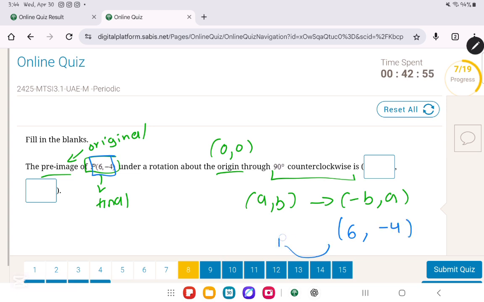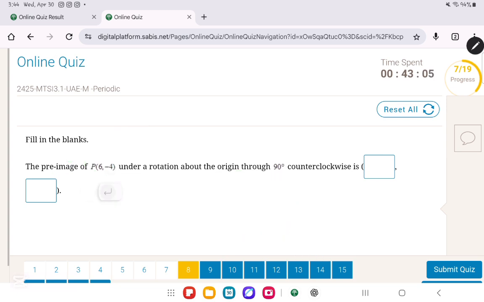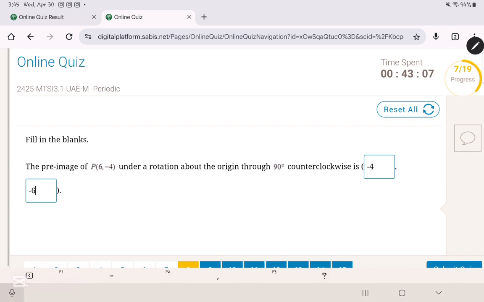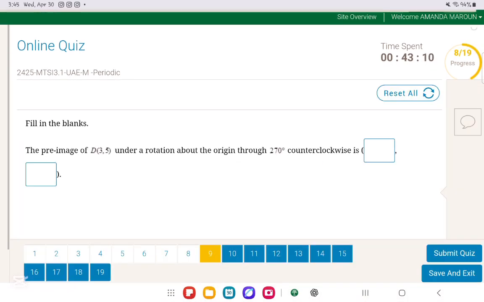We need to return it back to what? We need to return it back to a, b. So if we return it back to a, b, it's going to be minus 4 minus 6. Very simply, so it's going to be over here, minus 4 minus 6. We move on to question number 9.